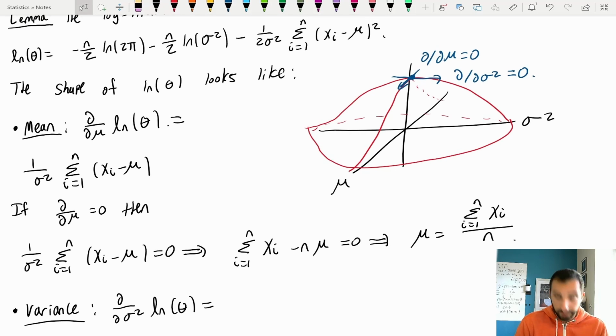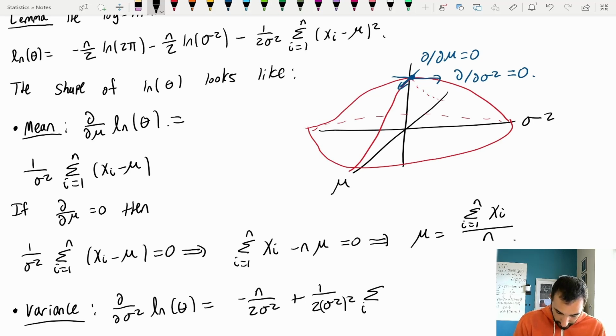So the first term doesn't have a sigma squared. The second term is just an ln, so I get minus n over 2 sigma squared. And that last term just has a sigma squared in the denominator. You could think of that as like a 1 over x. So I'll get a plus 1 over 2 sigma squared squared times the summation as i goes from 1 to n of xi minus mu squared.